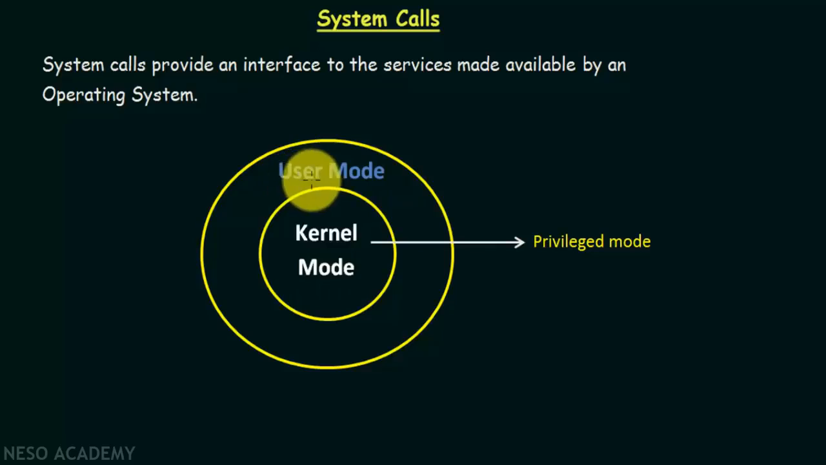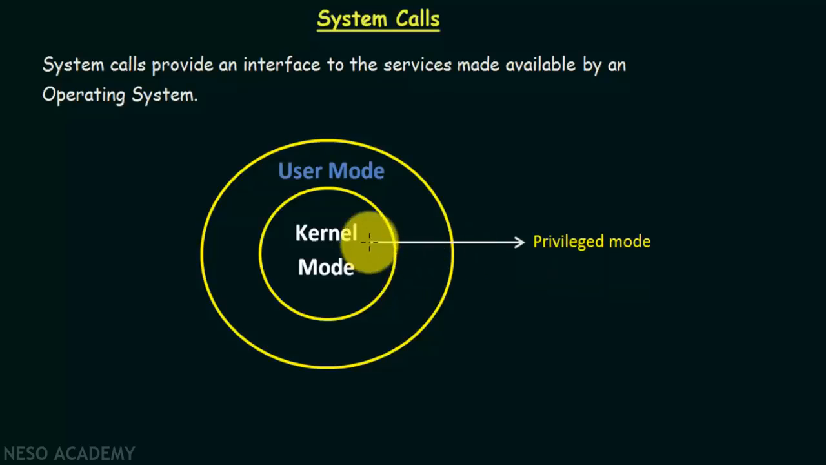So if a program is executing in user mode, then that program does not have direct access to the memory, to the hardware and such resources. But if a program is executing in kernel mode, that program has direct access to the memory and hardware and such resources. So we say that if a program is executing in kernel mode, then it is in a privileged mode because it is having direct access to many of the resources.